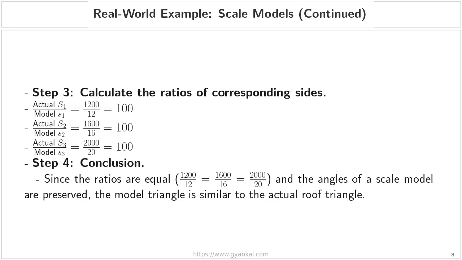This leads us directly to step 4, our conclusion. Because the ratio of the first side over the second side, and the third side over the first side are all exactly equal to 100, we have proven proportionality. Furthermore, since the angles are preserved in any scale model, we can confidently state that the model triangle is mathematically similar to the actual roof triangle. This demonstrates perfectly how the concept of similarity works in a practical, real-world application.